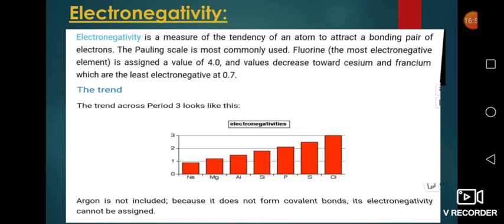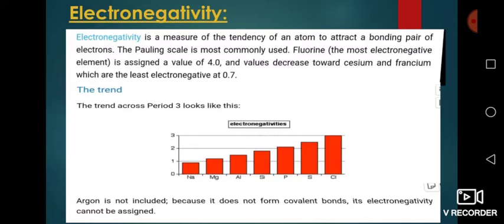Electronegativity, property number 4. It can be defined as the ability of an atom to attract the shared pair of electrons toward itself in a covalent bond. Electronegativity can be measured in terms of electron volt or kilojoule per mole. Trend in electronegativity: when we go from left to right in third period, electronegativity value increases from sodium to chlorine, which is given below each element on page number 5 of the textbook.